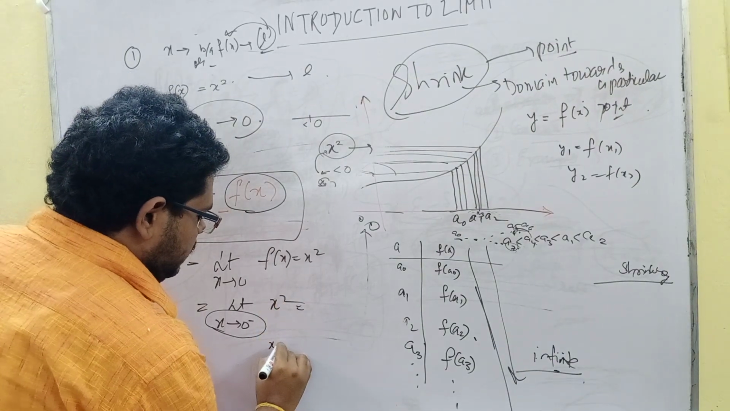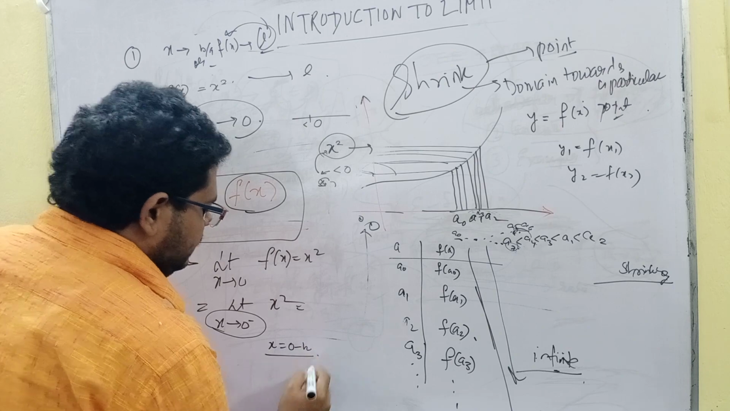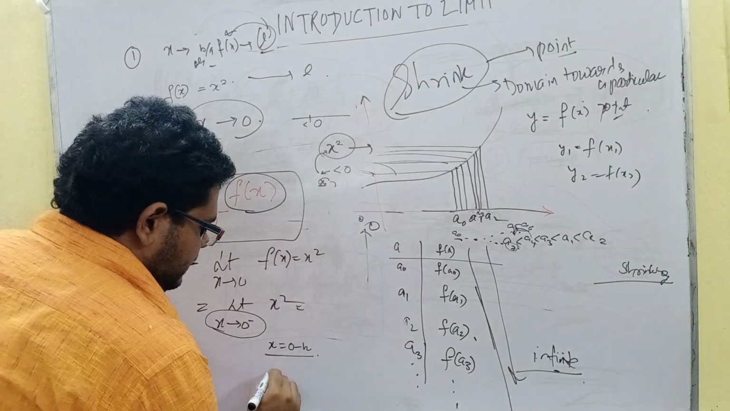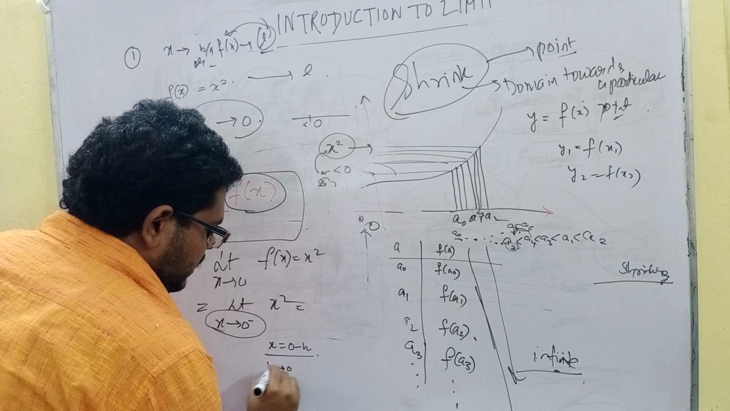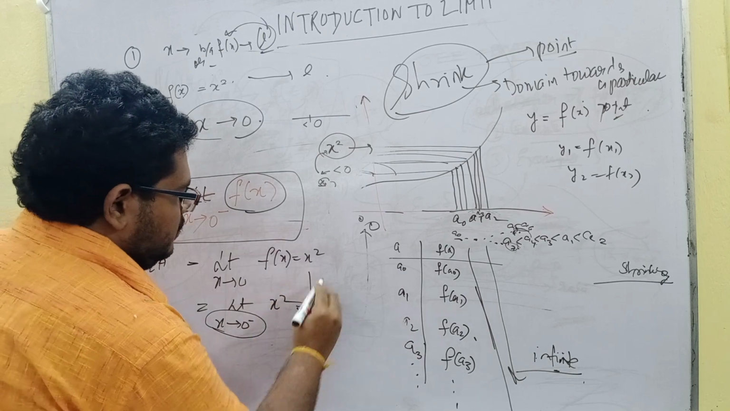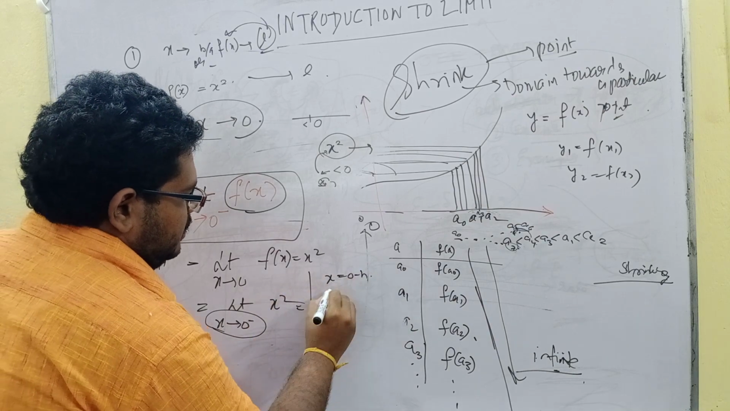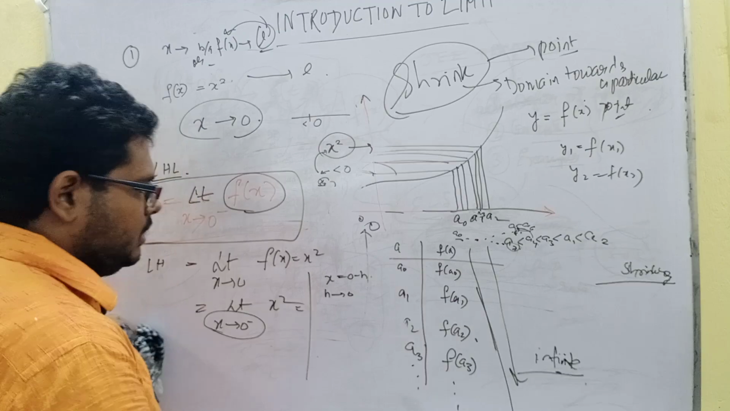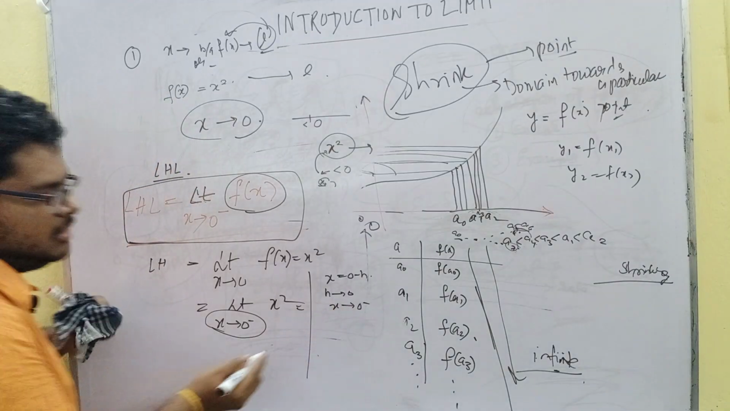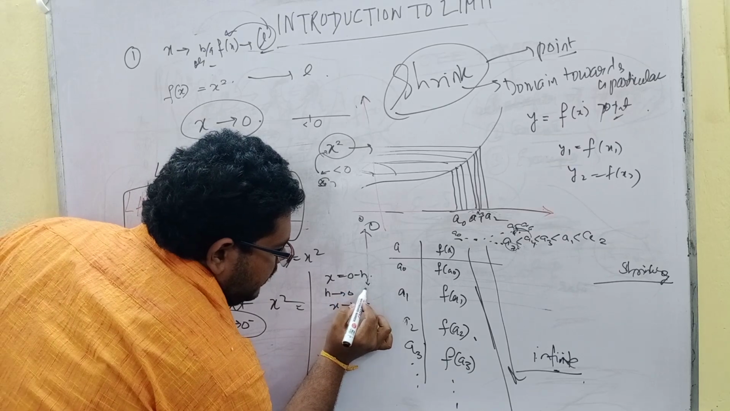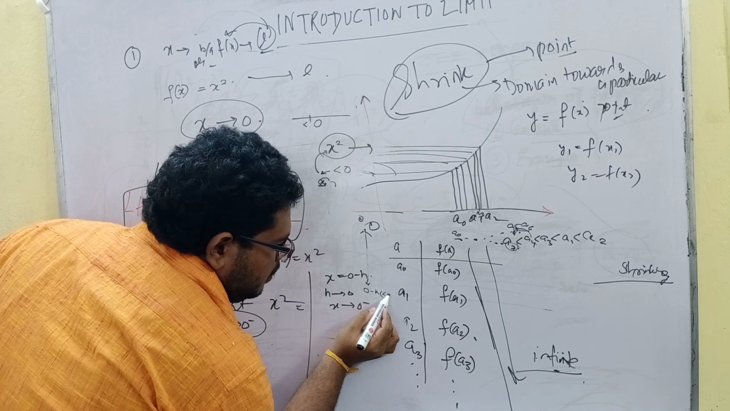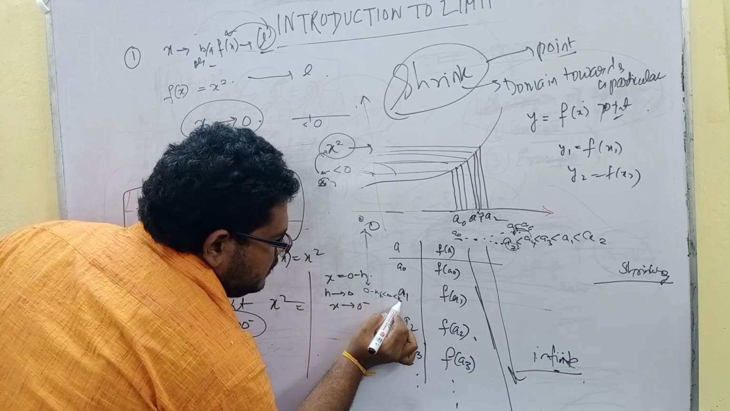We will do a substitution. We will write x equals 0 minus h. Why? Suppose x is 0 minus h. As h tends to 0, then where does x tend to? It tends to 0 minus, because as h is decreasing, where is it going? 0 minus some k value, which is less than some k1, which is less than some k2, which is less than some k3.